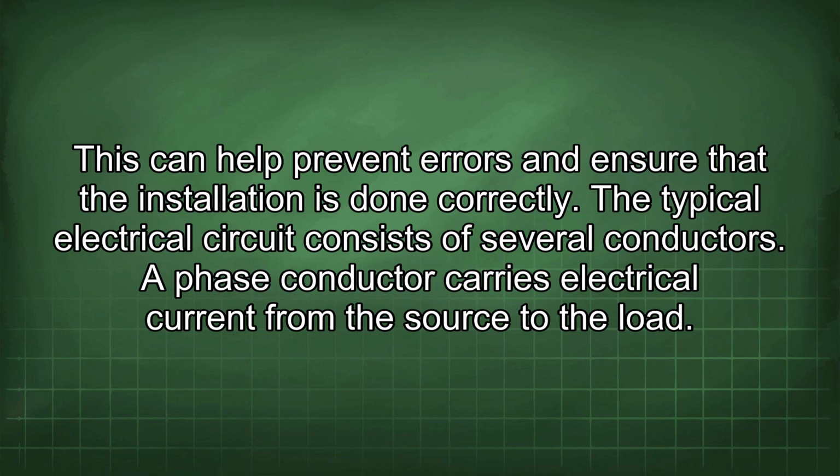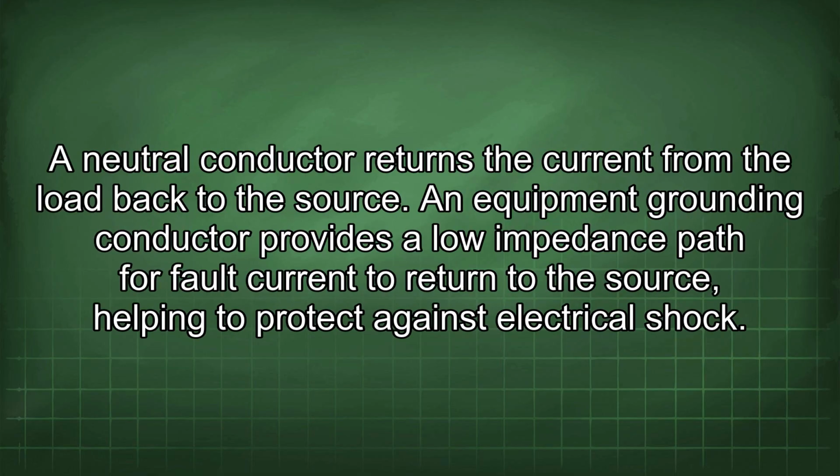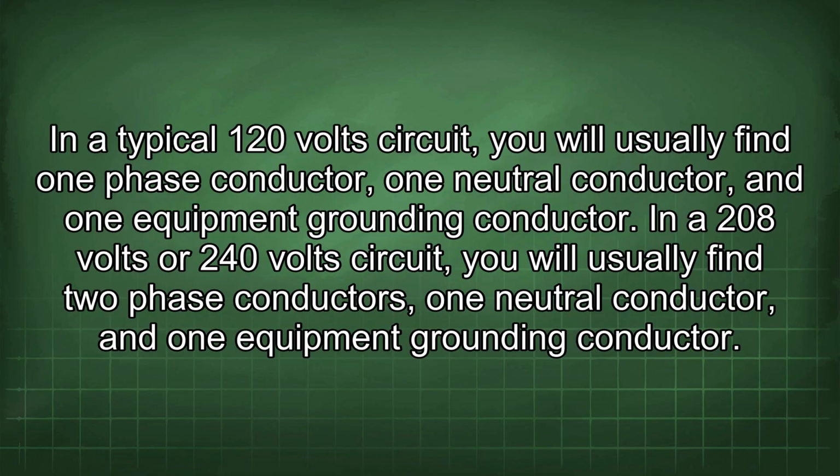The typical electrical circuit consists of several conductors. A phase conductor carries electrical current from the source to the load. A neutral conductor returns the current from the load back to the source. An equipment grounding conductor provides a low impedance path for fault current to return to the source, helping to protect against electrical shock. In a typical 120-volt circuit, you will usually find one phase conductor, one neutral conductor, and one equipment grounding conductor.